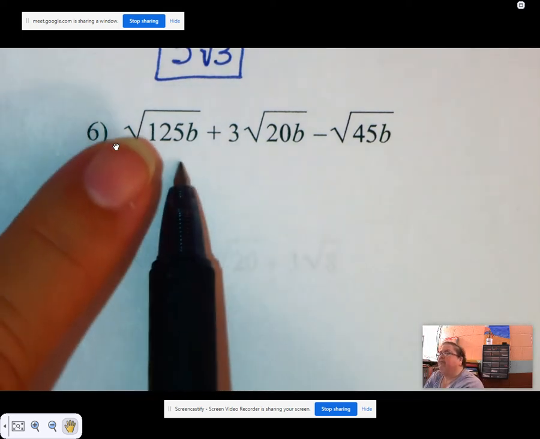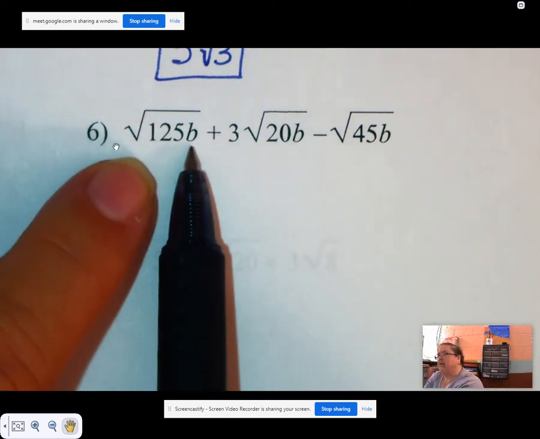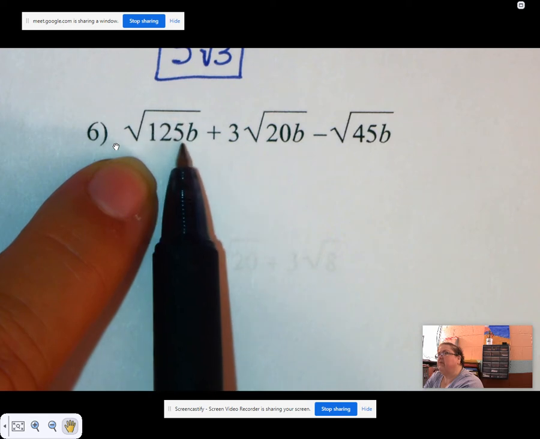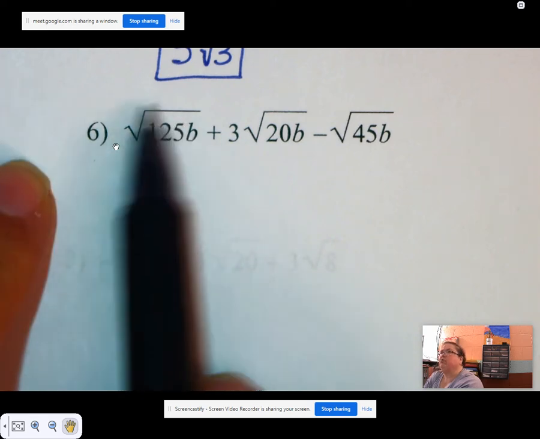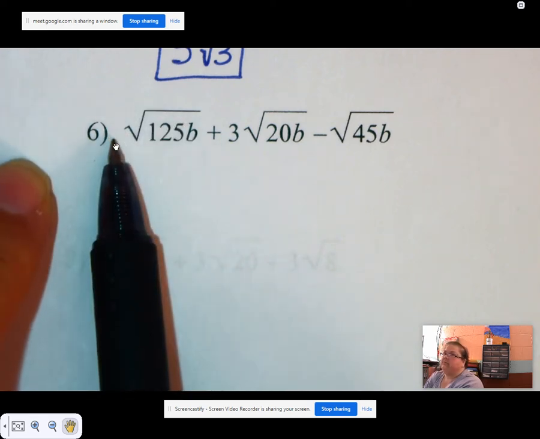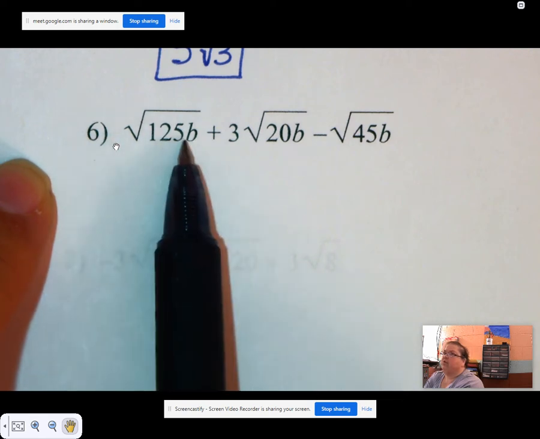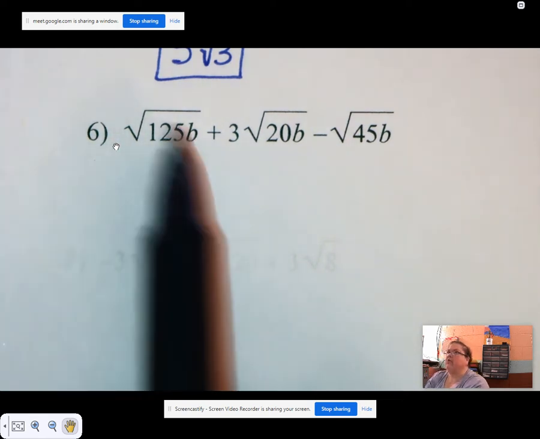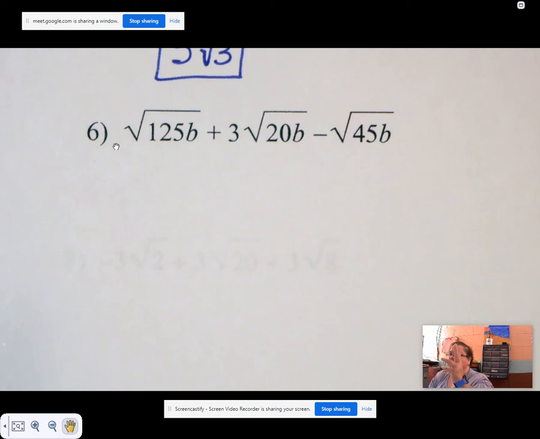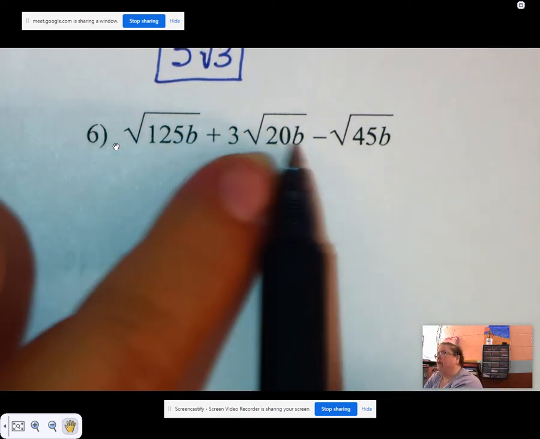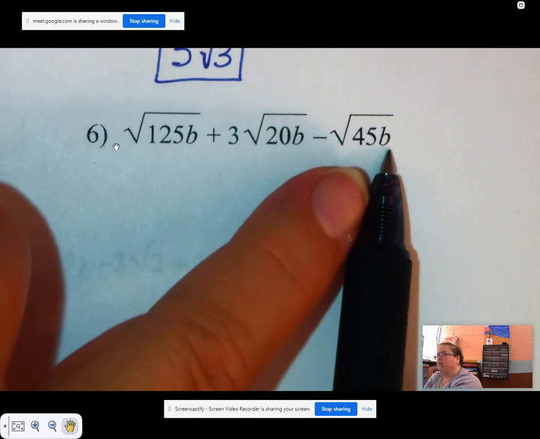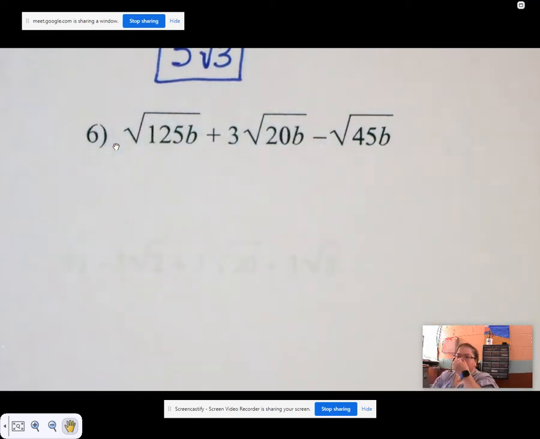First of all, when I look at this b, are there enough b's here to move one out? Yes or no? Nope, there's just one. How many do I have to have in order to put one outside the radical? Two, because it's a square. Square means two. I only have one in each radical. So there are not going to be any variables on the outside. But don't forget they have to stay inside.